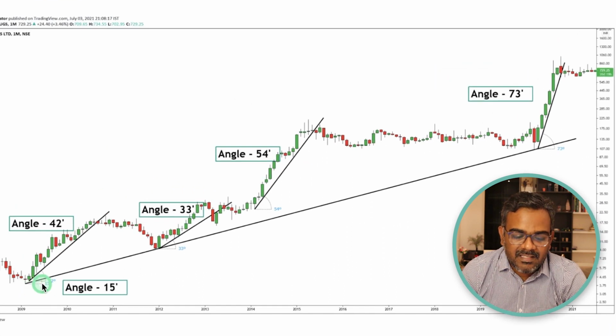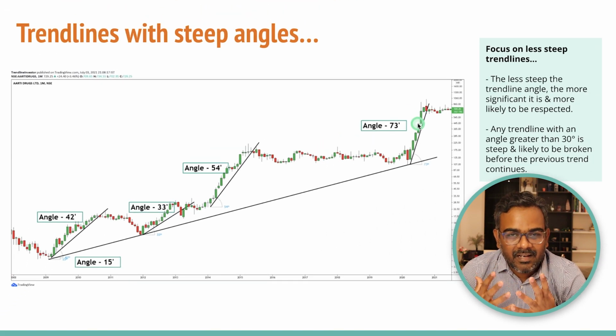But if you see trend lines with lesser angles, like this 15-degree angle here, this stock, Aarti Drugs, corrected for 5 years, came and tested this trend line after so many years and reversed and went higher again. Now, this needs to be engraved in your brain. For example, if you look at a trend line on a short term which has a 70-degree angle, that trend line is not going to last longer.